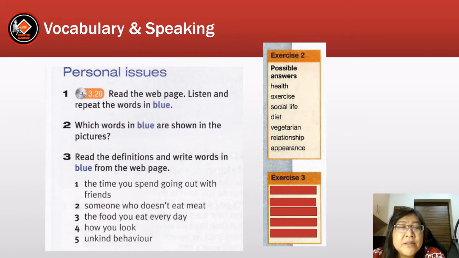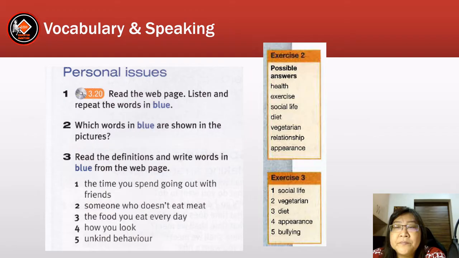The last question is, you have to read the definitions and write words in blue from the web page. So number 1, the time you spend going out with friends. So the answer is social life. Someone who doesn't eat meat. So the answer is vegetarian. The food you eat every day. The answer is diet. How you look. The answer is appearance. And unkind behavior. The answer is bullying.